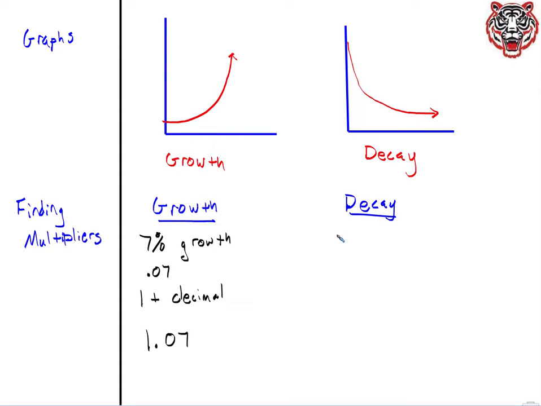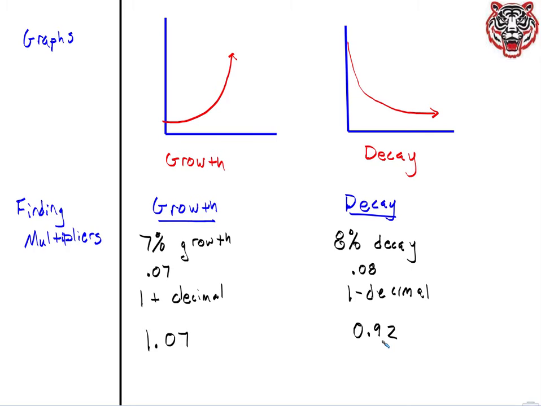All right, let's talk about 8% decay. Do we have a guess for what the multiplier is here? 0.92. Yeah, 0.92, and again, it's from the decimal of 0.08, and then you do 1 minus the decimal. Minus for decay, growth is plus. Why did I write decimal?